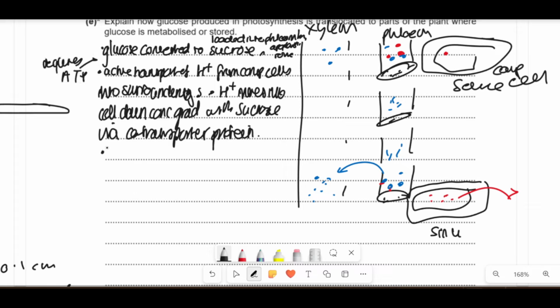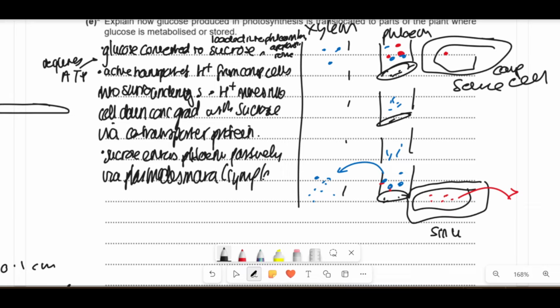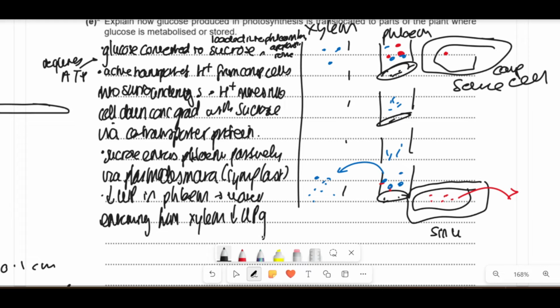So then what happens is the sucrose can then be loaded in via the symplast route through plasmodesmata. So sucrose enters phloem passively via plasmodesmata, which is your symplast route. And then what happens is this lowers the water potential in the phloem. So then you get water entering the phloem from the xylem down a water potential gradient.